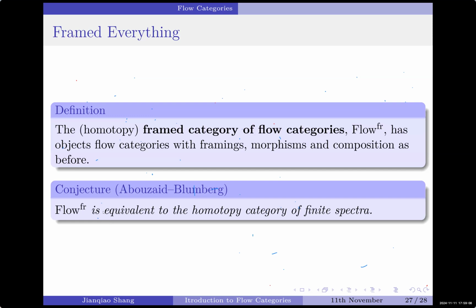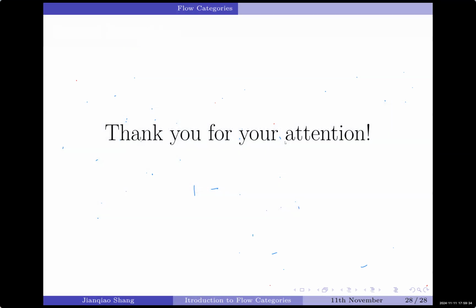And it says that it's equivalent to the homotopy category of finite spectra, which is really surprising. This side is a totally topological thing, but that side is a differential geometry thing. Okay, so that's all I prepared for today. And any questions?